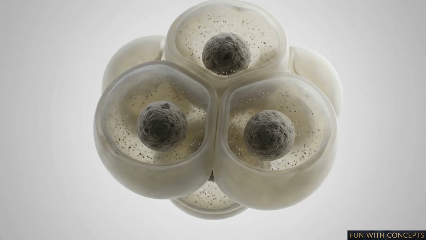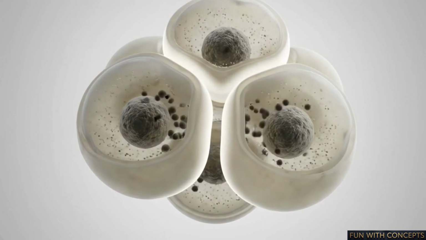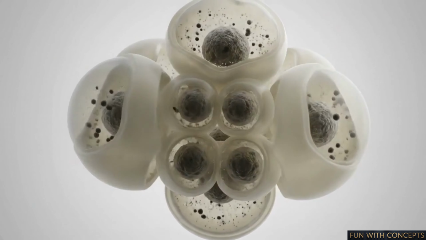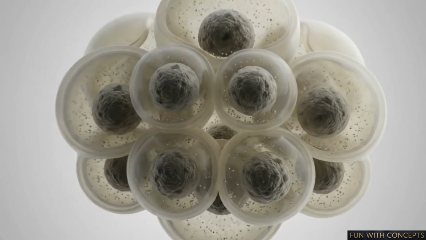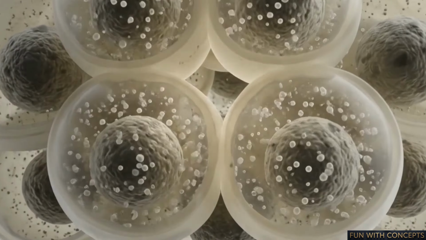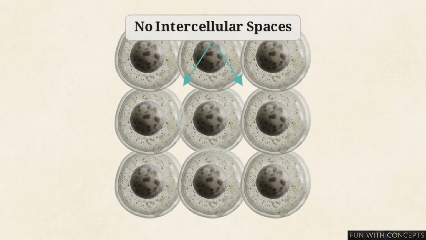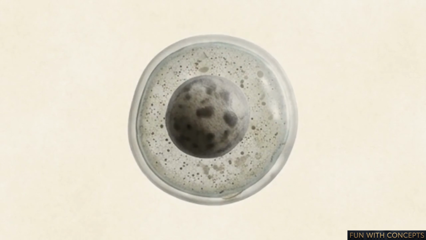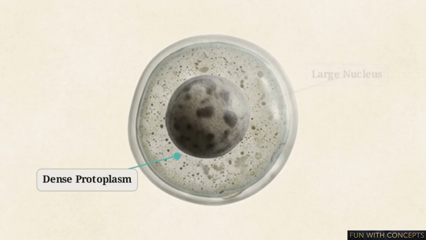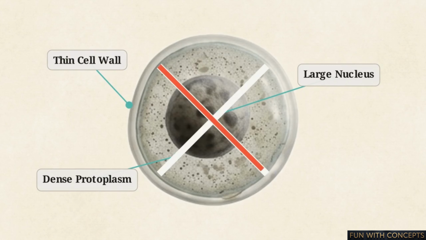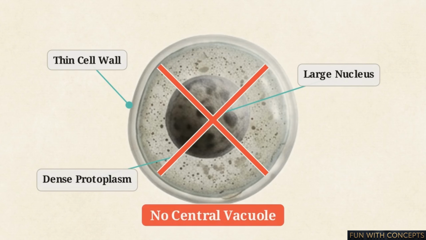These are meristematic tissues, the construction crew of the plant. These actively dividing cells undergo repeated division to form the building blocks for new organs. This diagram shows their unique physical traits. These cells are tightly packed with no intercellular spaces. They contain dense protoplasm and a disproportionately large nucleus to manage constant division. Notice the red X. Unlike most plant cells, their vacuoles are either tiny or missing entirely.